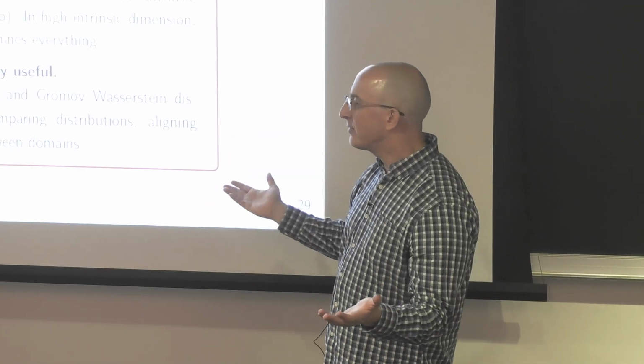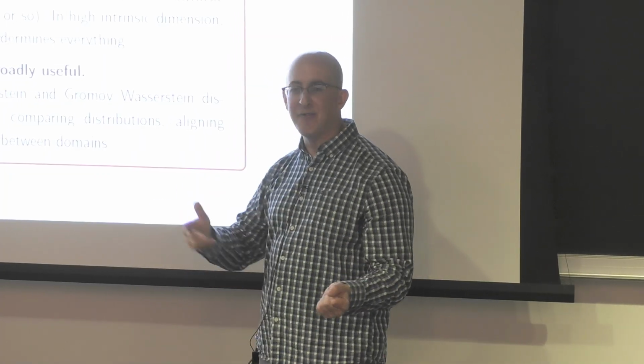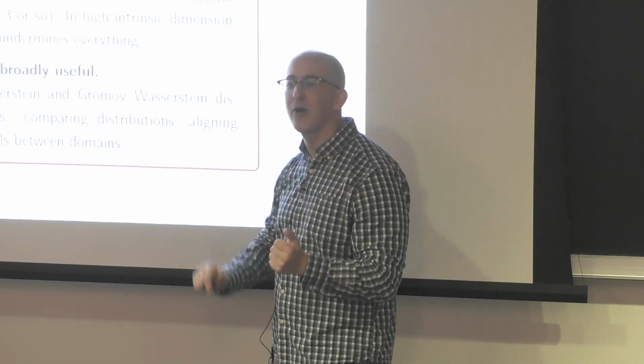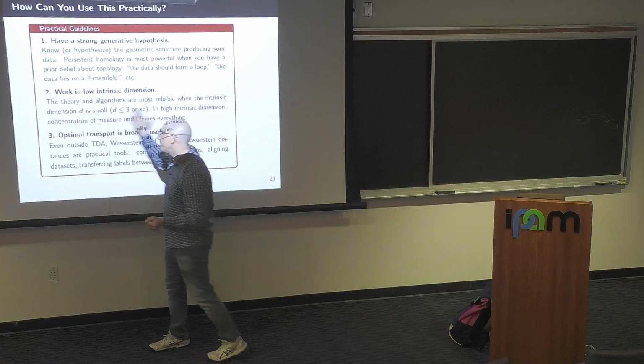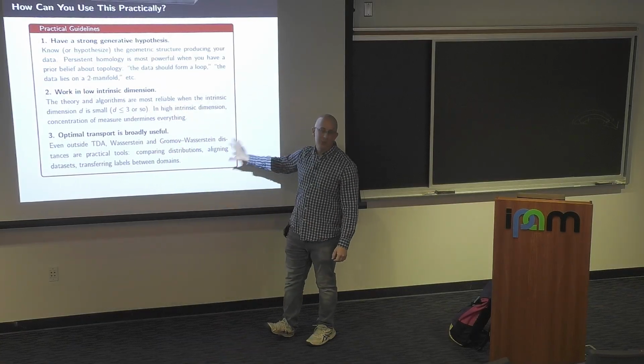Well, that's something you can detect with PH1, and it turns out that quantities that come up in the persistent homology have names in the population genetics literature. So there's a real thing happening there, and that's something kind of cool. And of course, you have to know that the dimension is low. And then the other thing to say is that optimal transport is actually really useful.